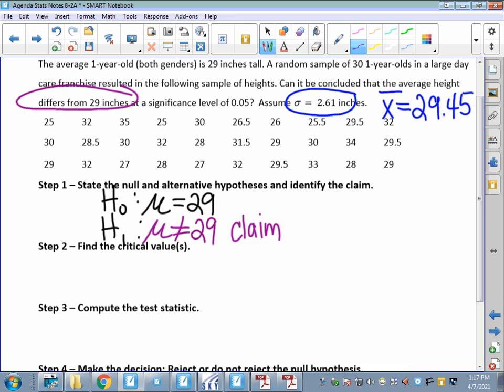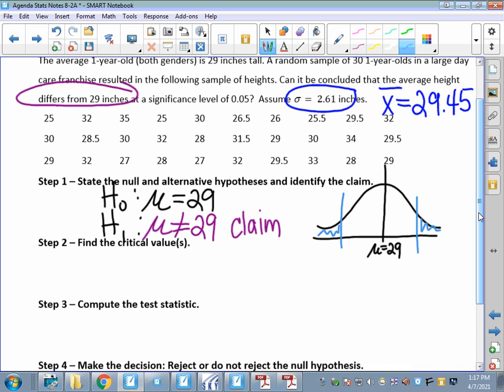So let's see, if I were to draw this picture just so that we can see what it looks like so we can get our critical value. Here's my mu at 29 inches because that's my average. And it's just saying that it's differing. So will it be one-tailed or two-tailed? If it's not equal, right, it could be larger or it could be smaller.